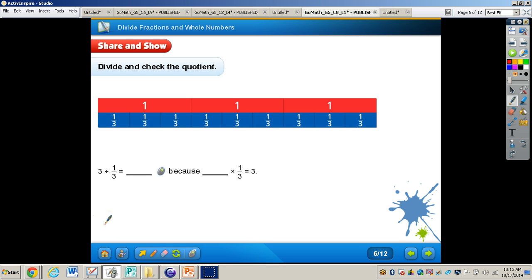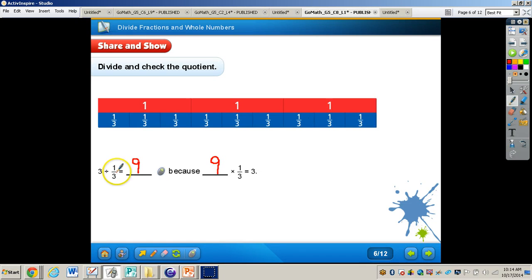Okay, I want you to work through this problem all by yourself. You have your fraction strips already set up for you, so it's 3 divided by 1/3. And when you're finished finding this answer, you can press play, and I will have the answer for you. So I want you to pause the video now.